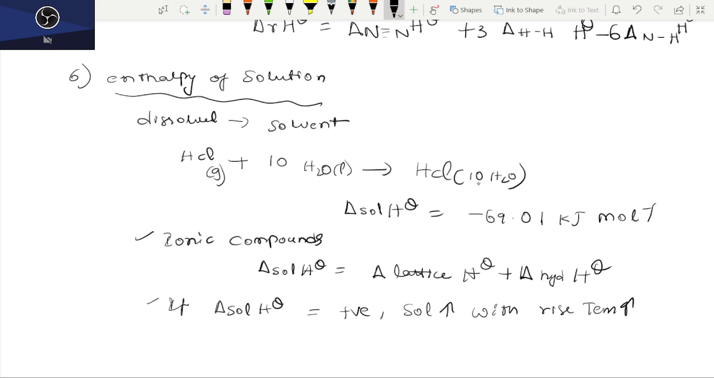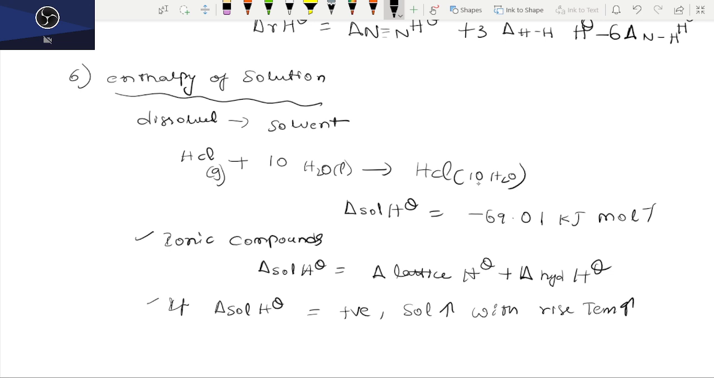Delta solution H naught for sodium chloride, how will it be? Delta solution H naught for sodium chloride solution is equal to plus 4 kilojoules mole inverse. Solubility is going to be slightly affected. One more I would like to explain today. Let us understand one more type of enthalpy.